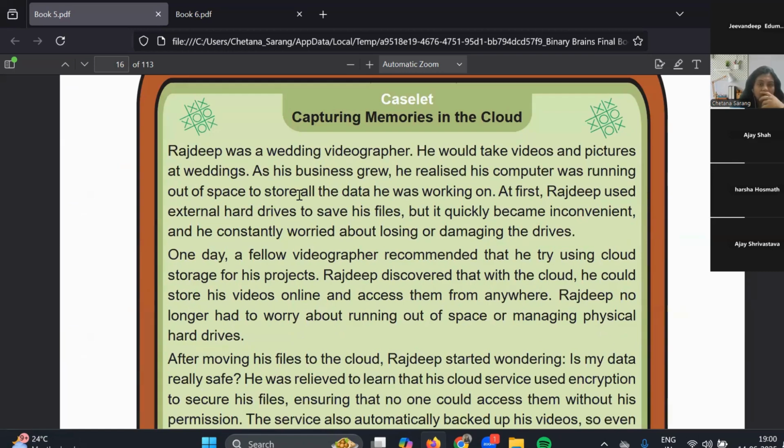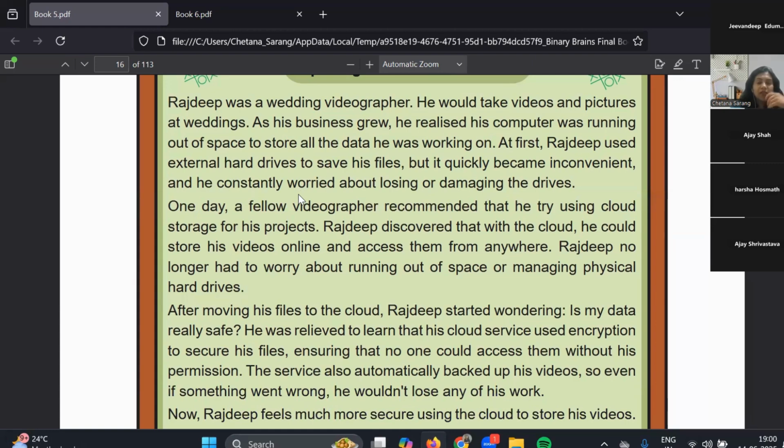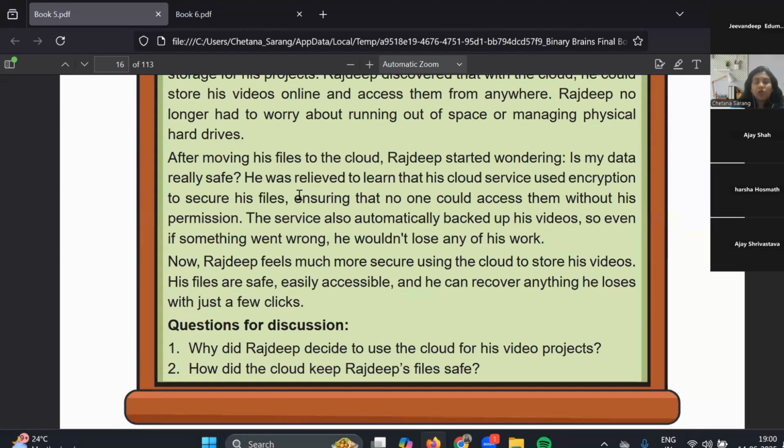A small caselet about a wedding photographer who was getting exhausted with his memory, because every wedding generates so many GBs of data. In the wedding season, he was running out of storage space, managing so many hard disks and everything. It was all haywire. Then somebody tells him about cloud and he starts using the cloud. He is relieved from all of this. Such examples will make students retain the concepts and apply them to real life.